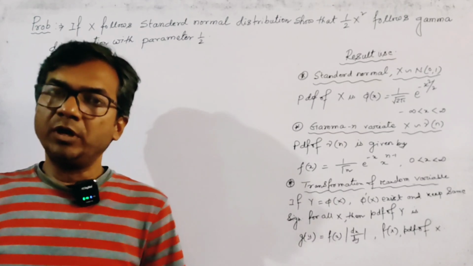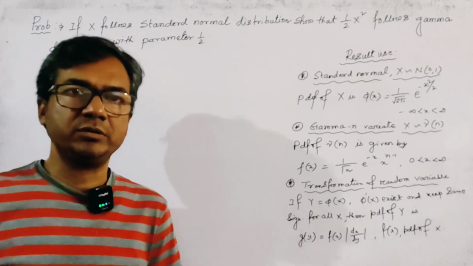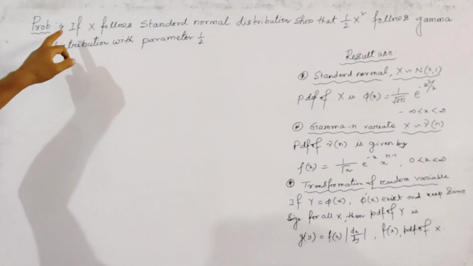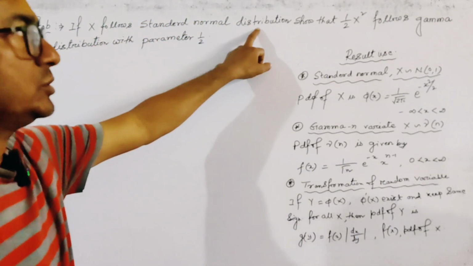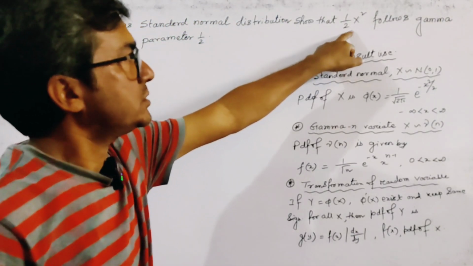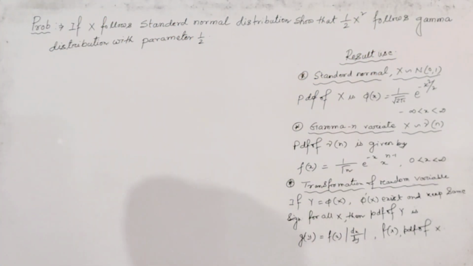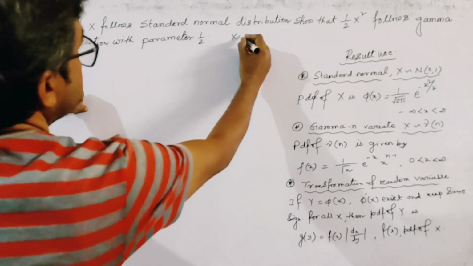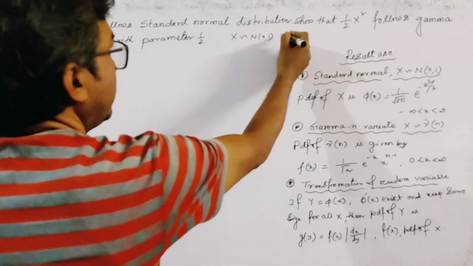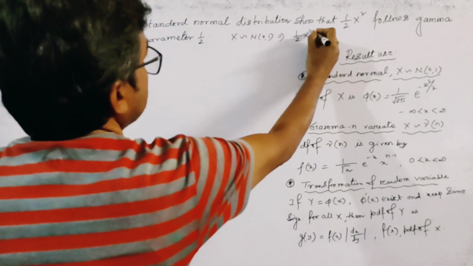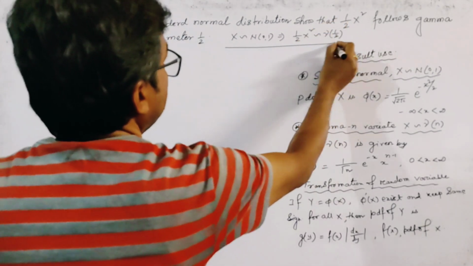Very important problem from probability distribution of one dimensional random variable. The problem is, if X follows standard normal distribution, then half X squared follows gamma distribution with parameter half. So if X is normal 0, 1, also called standard normal, we have to prove that half X squared is gamma half distribution. We have to prove this.